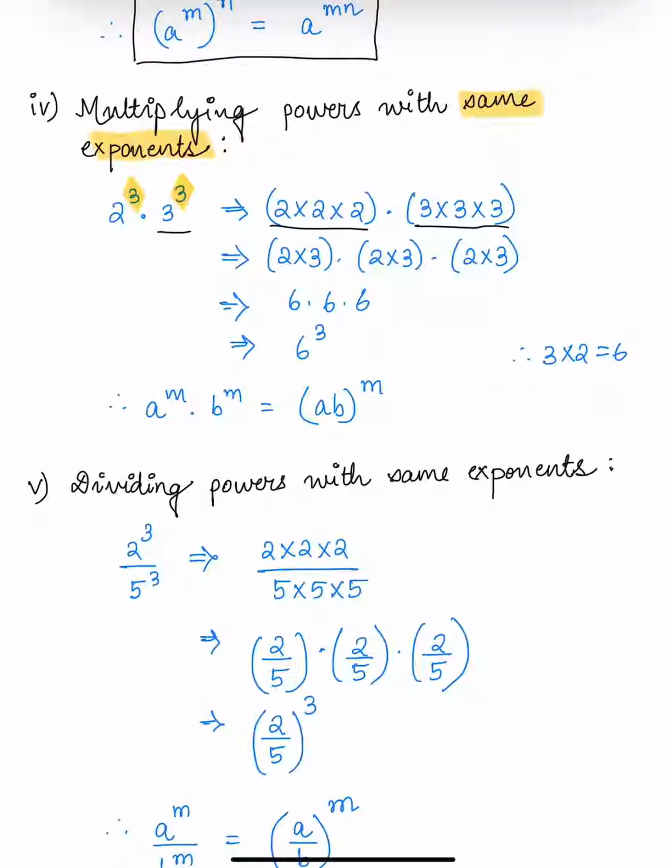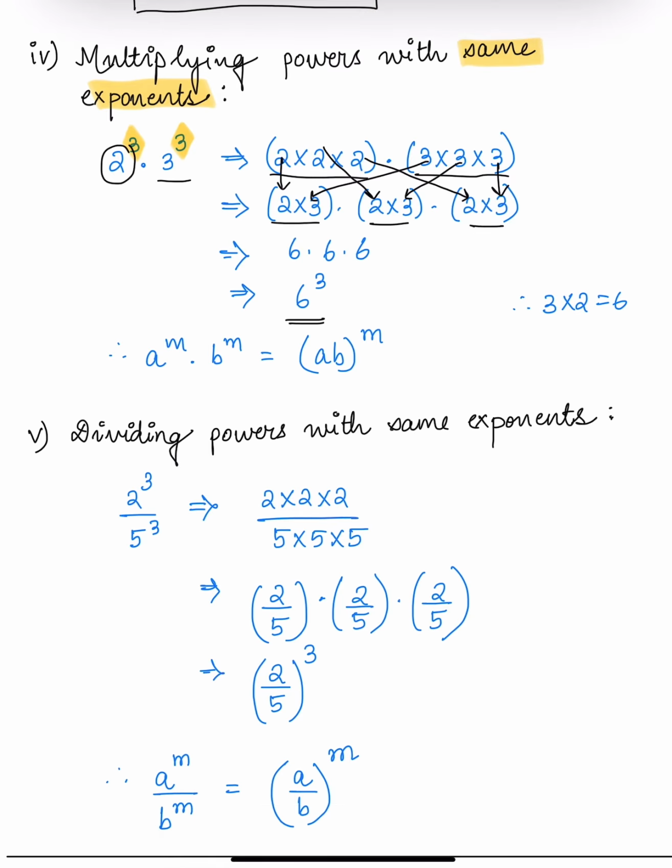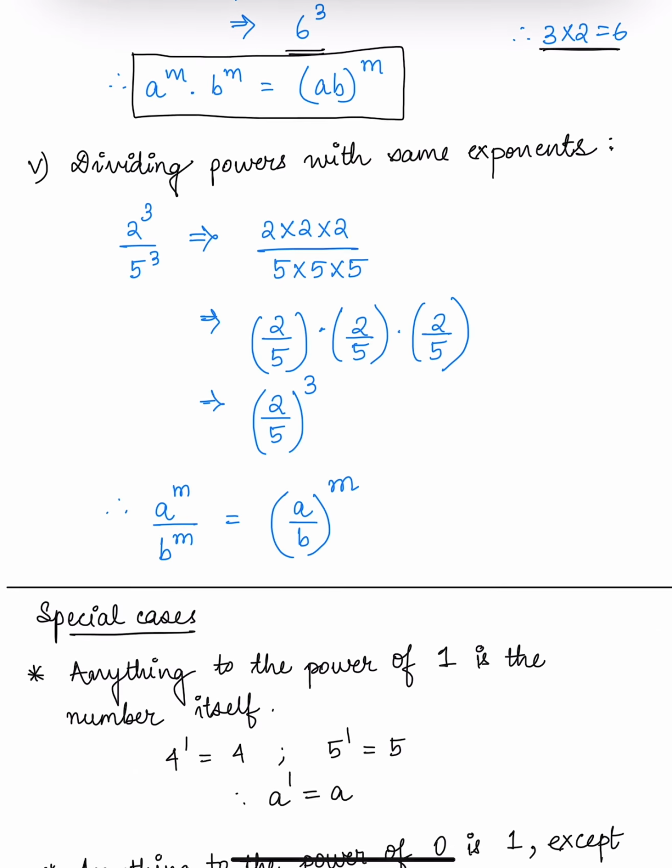into 3. Now we take 1 2 from here, 1 3 from here, 1 2 from here, 1 3 from here, 1 2 from here, 1 3 from here. So it is 6 into 6 into 6, that is 6 cube. And when we observe that, we see that 3 into 2, that is 6. So the law is a to the power m into b to the power m will be ab to the power m.